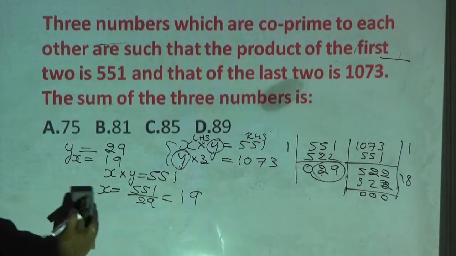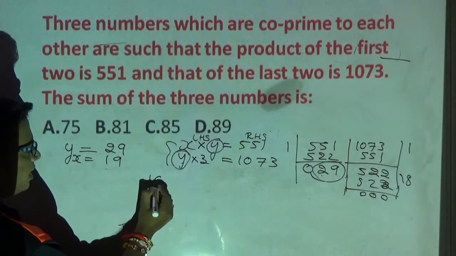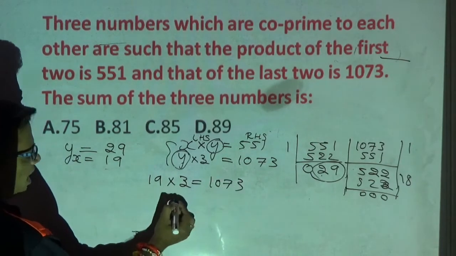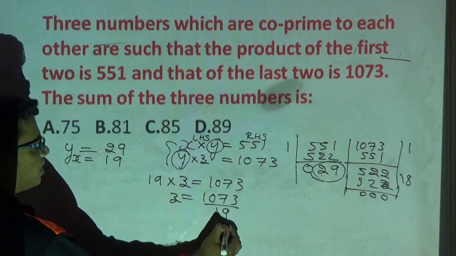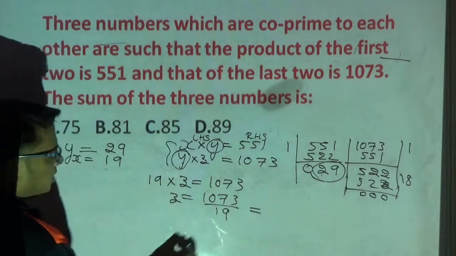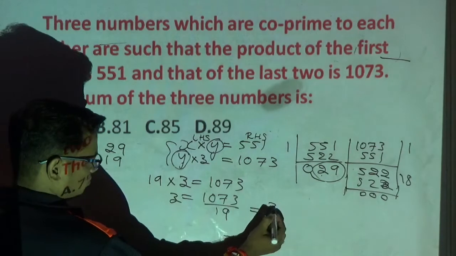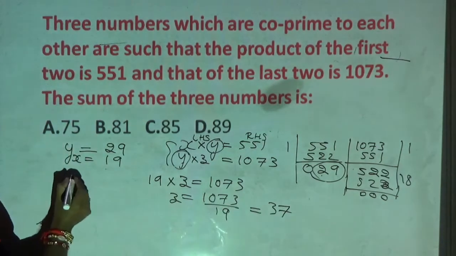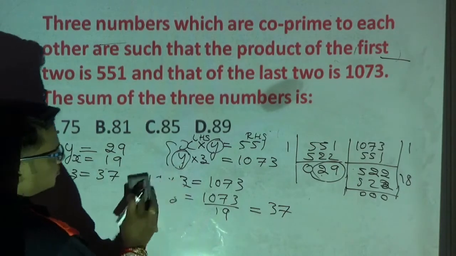Okay, now I will find the value of Z. See, I will substitute here. What is Y? 29. 19 into Z is 1073. Okay, I will find my Z. Z is nothing but 1073 divided by 29. How many times should we check? 37. So what is your Z? Z is 37. Z is 37.